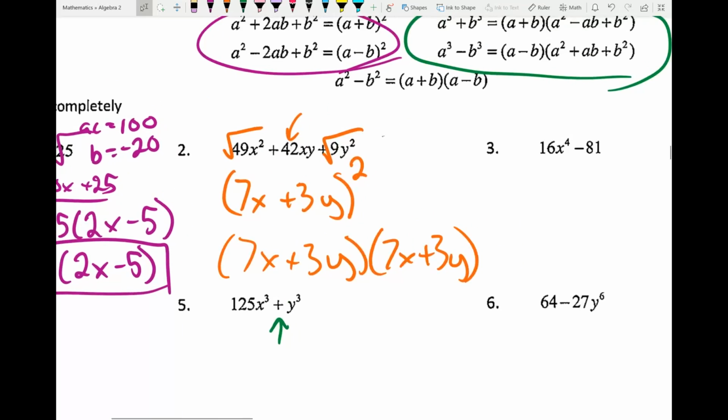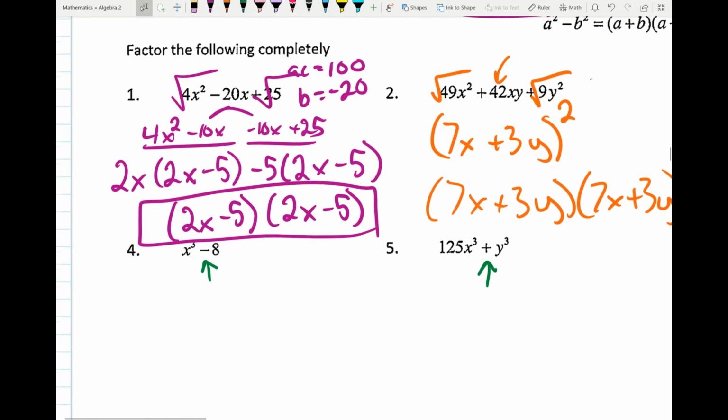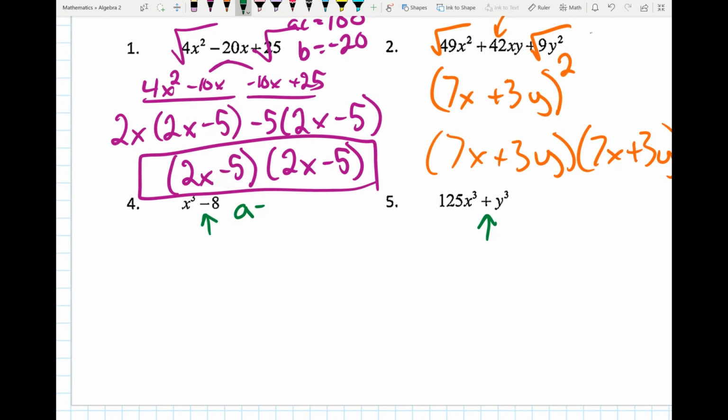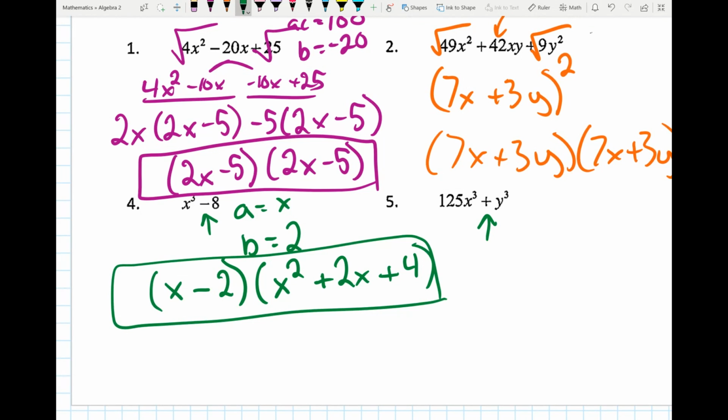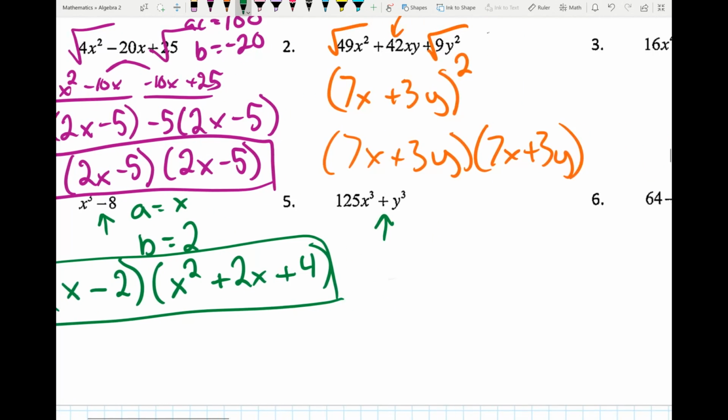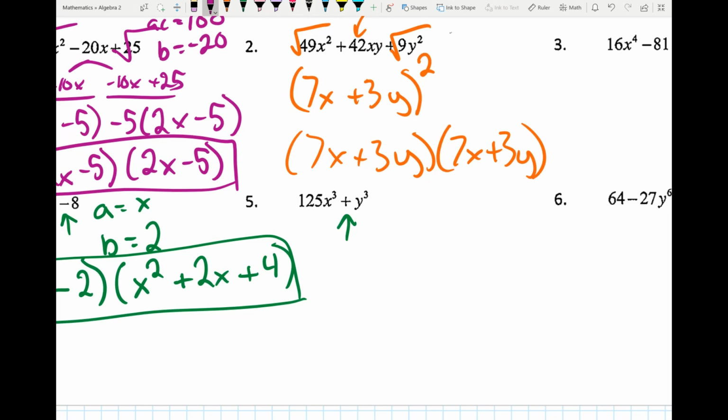In any case, I'm going to first identify A and B. In this one, A is X and B is 2. And then we say X minus 2, same. And then we do X squared plus 2X plus 4. Same, opposite, always positive, and so I end up with that as my answer. And that's done.